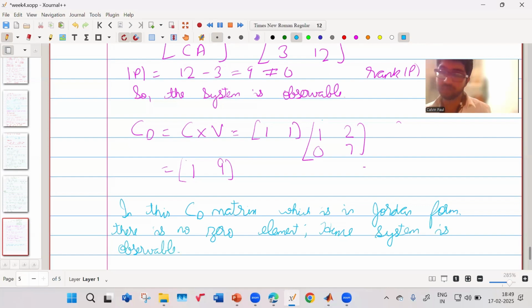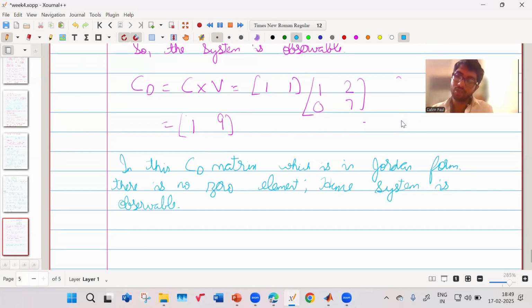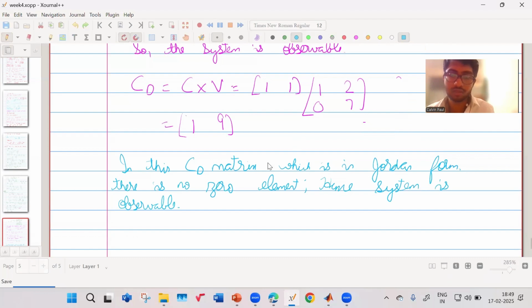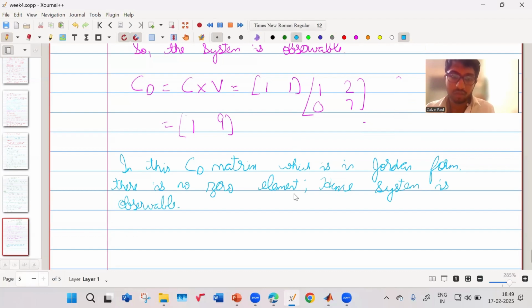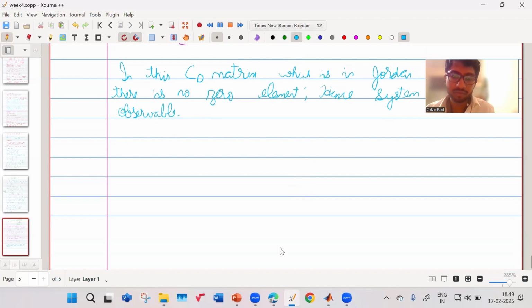Okay, so this is one way. If you convert a system into Jordan form, it becomes much easier for you to tell whether it is controllable, whether it is observable, etc. It becomes much easier, right? Okay. So let's refer to what sir has shown.